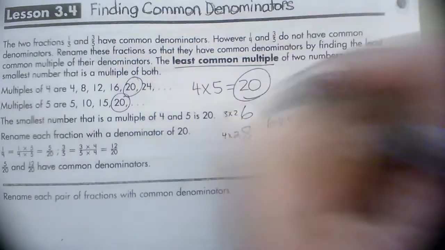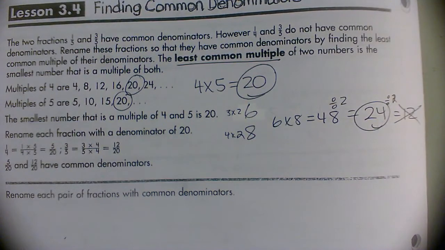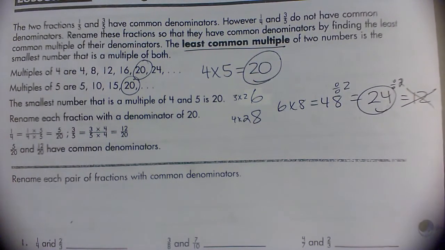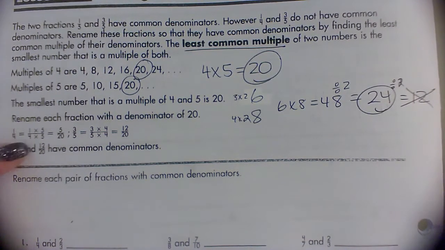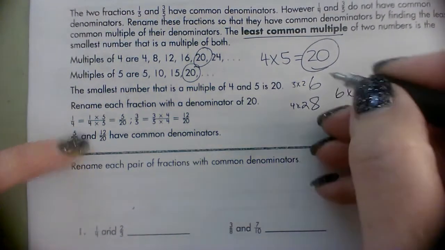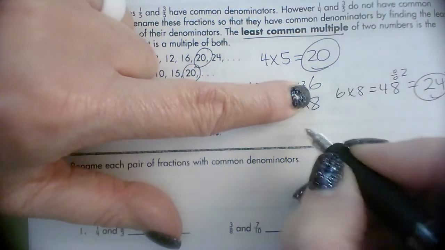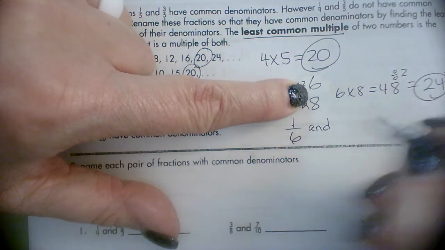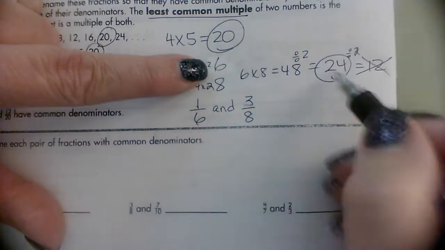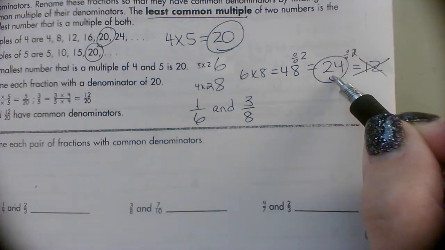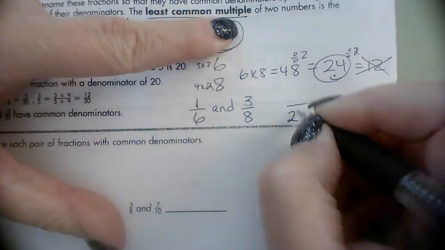Now, what do I do with these numbers once I find them? What they're going to ask you to do is get a fraction with those denominators. For example, let's say these were my two denominators. Let's say I had 1/6 and 3/8. So we decided that our common denominator, I could get them both to be 24. Does everybody understand that? Yeah, so far? Now I'm going to write each of those as 24s.